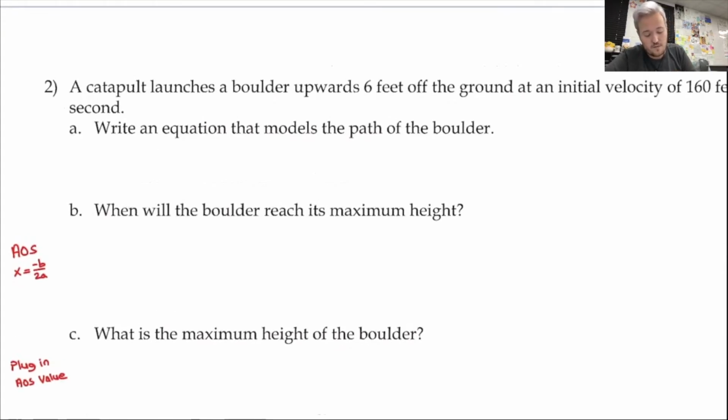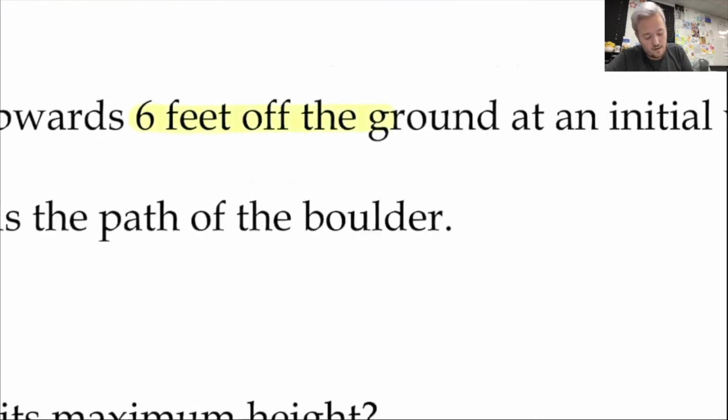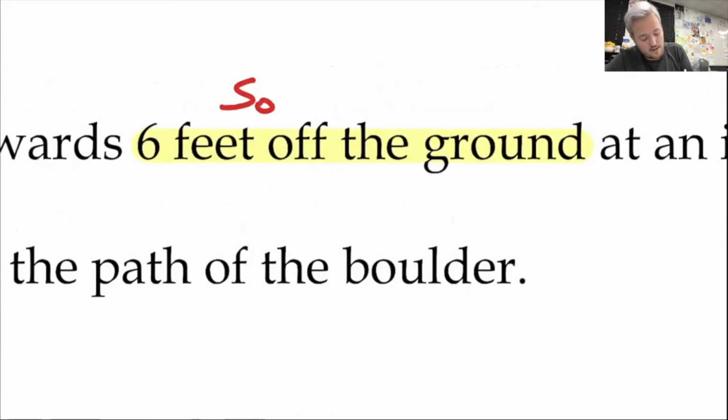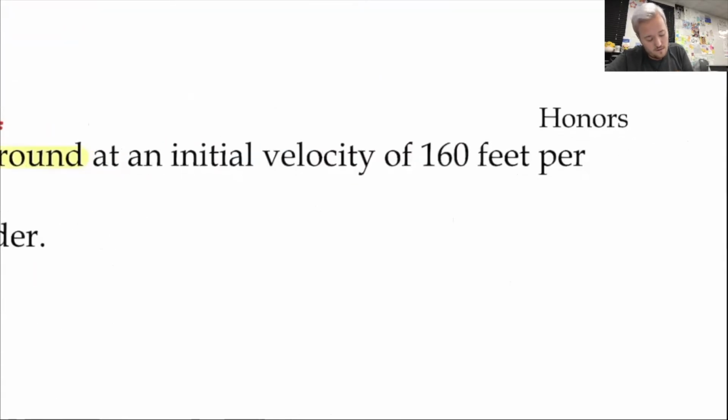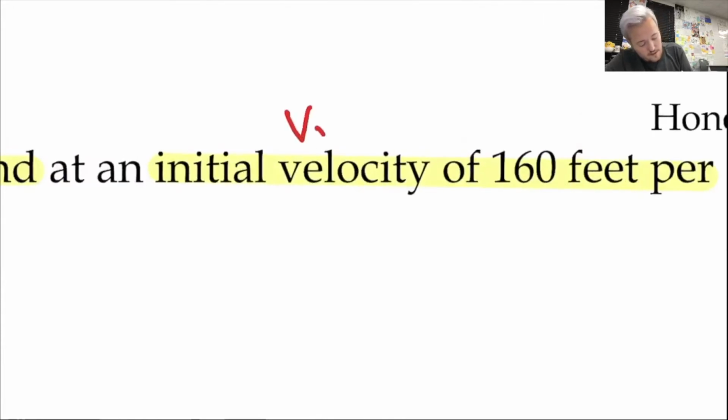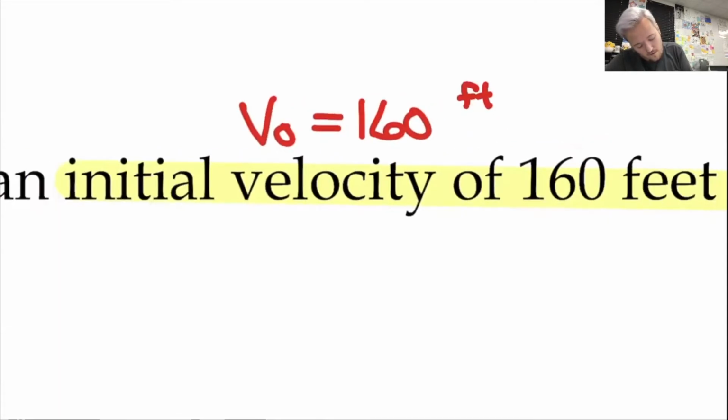So first off, we need to find our initial velocity and the initial height. So we have 6 feet off the ground. So that's going to be our initial height. So this is going to be S sub naught. All right, so this is 6 feet. And we have an initial velocity of 160 feet per second. So this is going to be V naught.